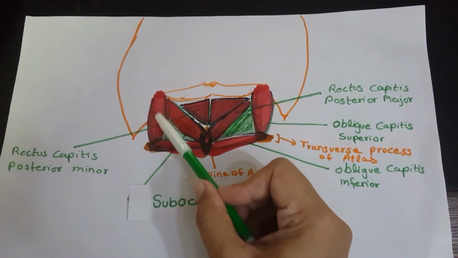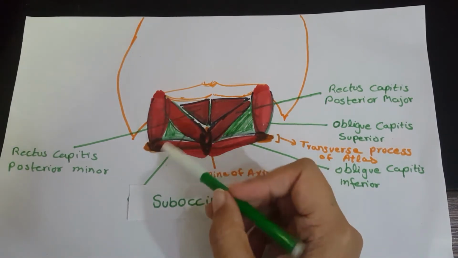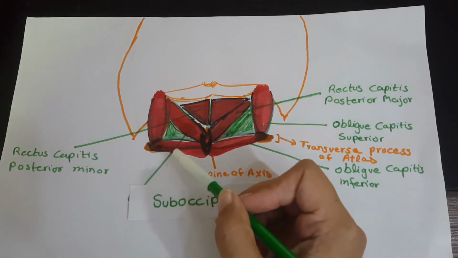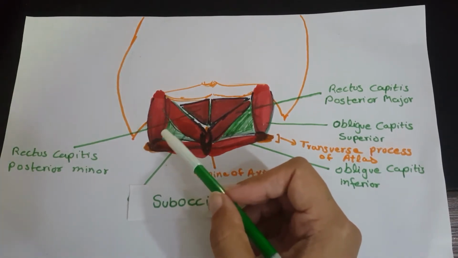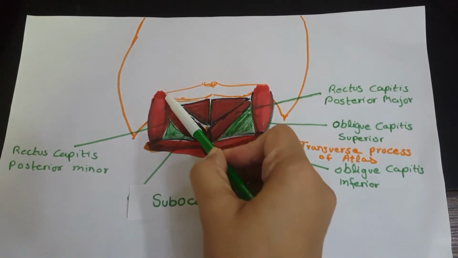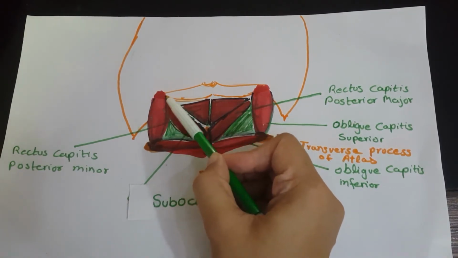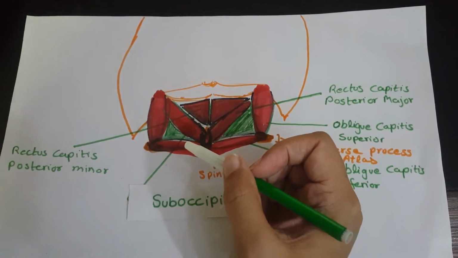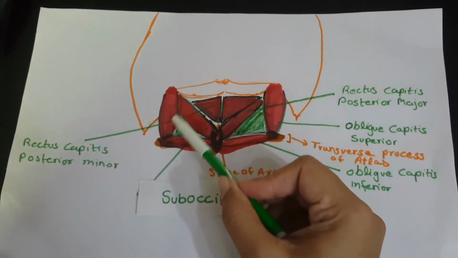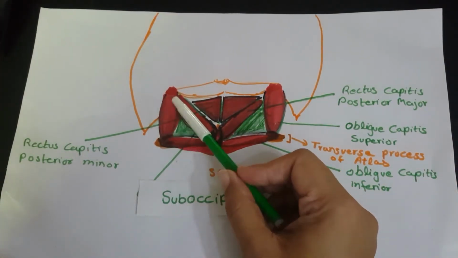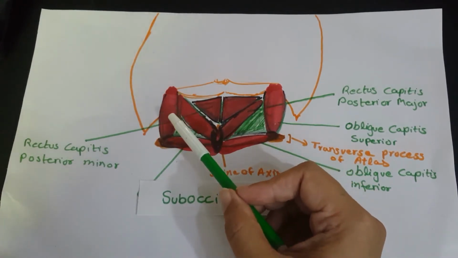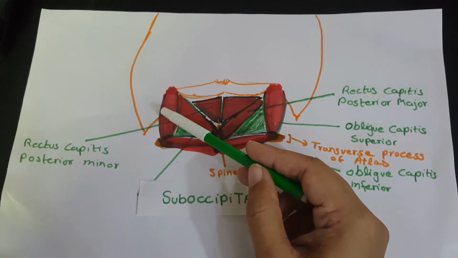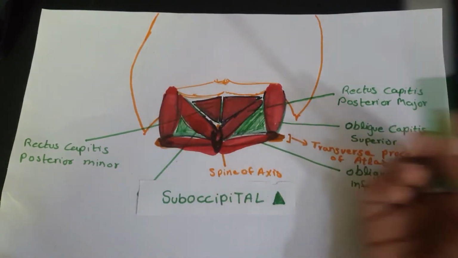Oblique capitis superior muscle originates from the transverse process of the atlas vertebra, which is the first cervical vertebra, and this muscle is finally inserted into the lateral part of the area between the superior and inferior nuchal lines. Oblique capitis superior muscle is also called superior oblique muscle, and its action is that it extends the head and also flexes the head laterally.